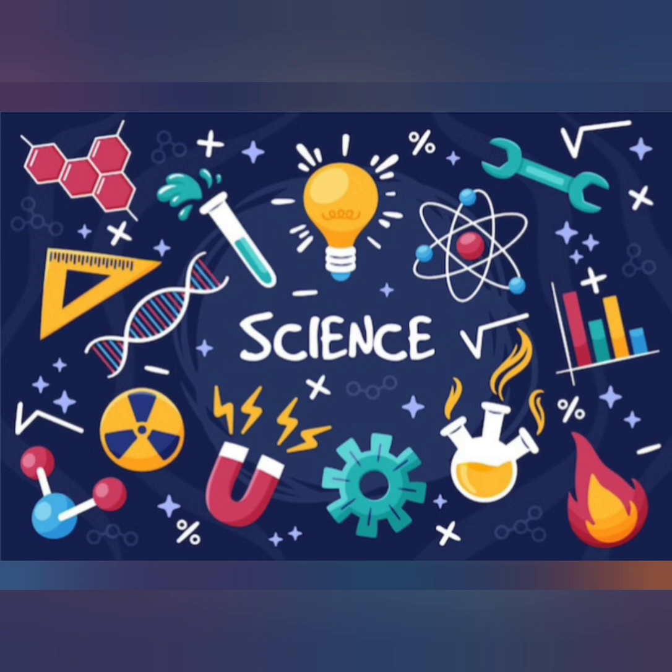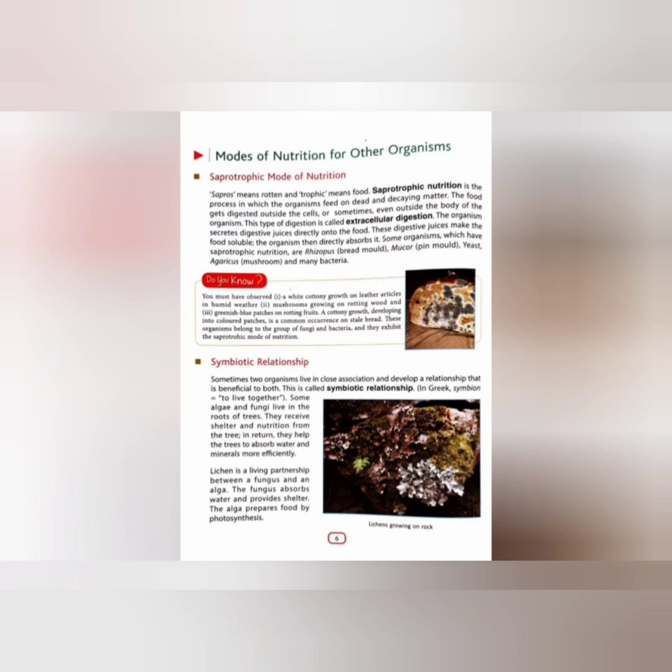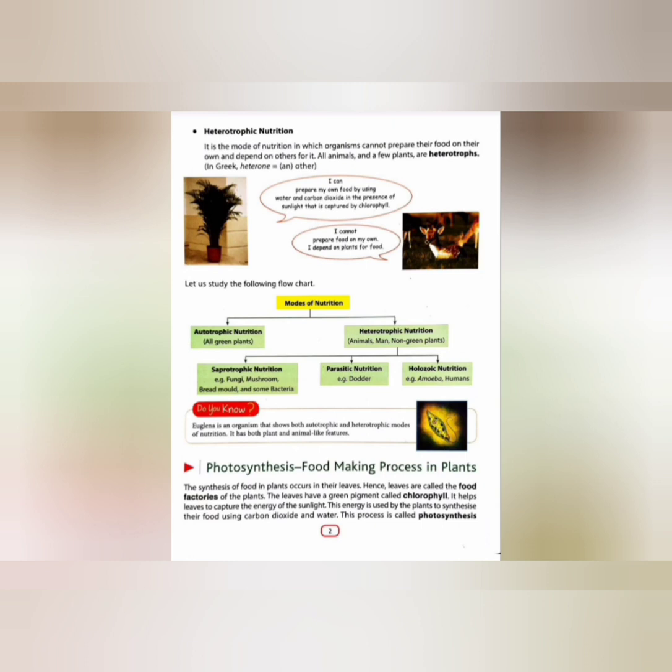In science, we discussed two chapters during online classes: Chapter 1, Nutrition in Living Organisms: Plants, and Chapter 5, Heat. In Chapter 1, we learnt about different modes of nutrition. As we know, there are two types of nutrition: autotrophic nutrition and heterotrophic nutrition.